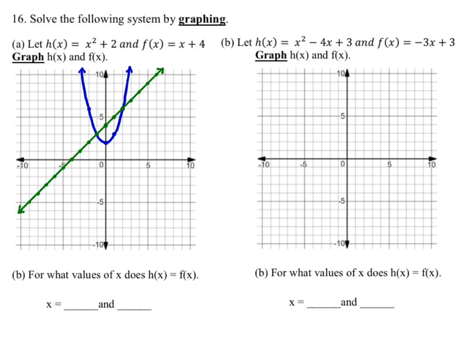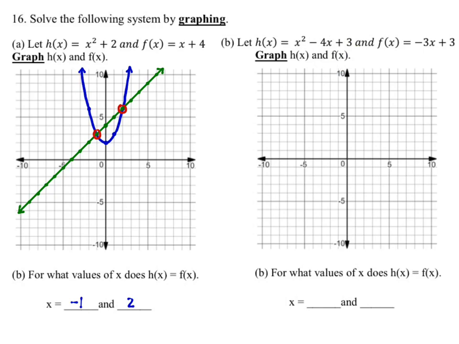So we have the parabola and we have the line. It's very important that you know how to graph a parabola and a line. For part B, it says, for what value of x does h equal f? In other words, when do these two things intersect each other? When do they equal each other? Well, the x values, it's asking for the x values, are going to be when x equals -1 and x equals 2. For part B, it's going to be the same thing, but I notice that h of x is written in standard form.